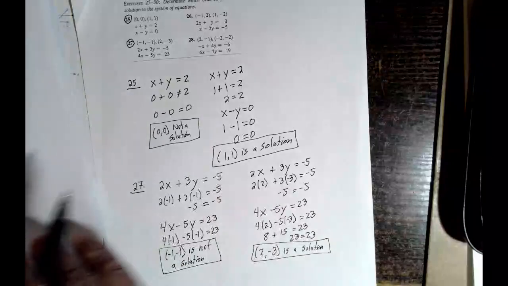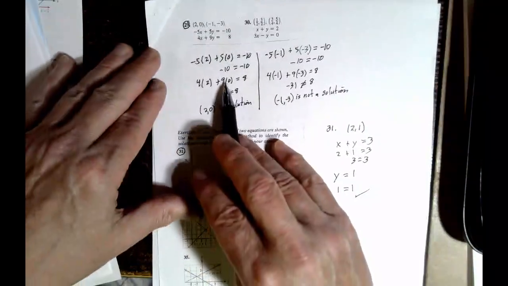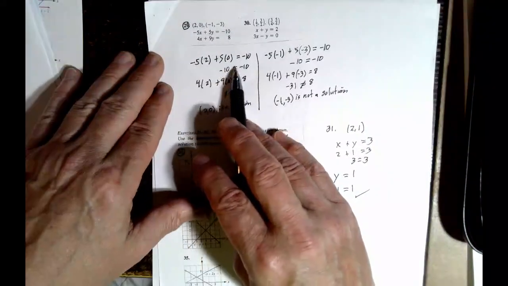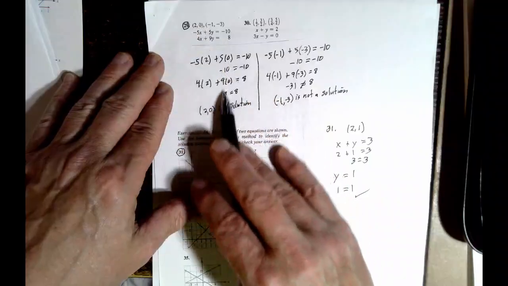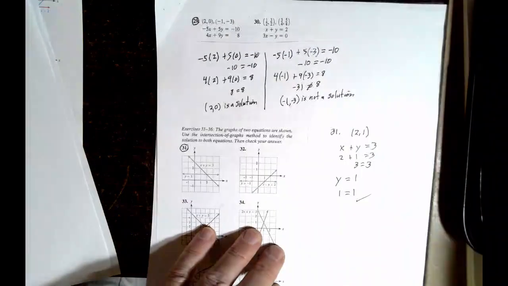And then there's question 29. I don't know why I didn't show you number 29. Oh, I guess I did back here. 29, done again, is plugging these points into both equations, and if it works for both, it's true, and if it doesn't, it's not a solution.